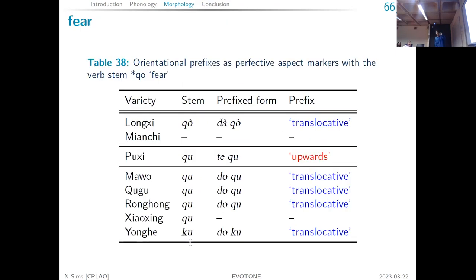But we need to look at not only the prefixes, but the prefix-verb pairings. So if we look at the verb to fear in all the varieties of Rma, except Puxi, we have the away prefix. So Puxi uses the upwards prefix. He's got scared up by something, right? Something that he got shook up. But I think this is innovative, and then this is conservative, since we have translocative and all the other things. So I would say here should be a thoughtful kind of reconstruction.